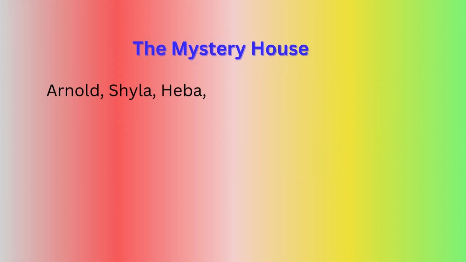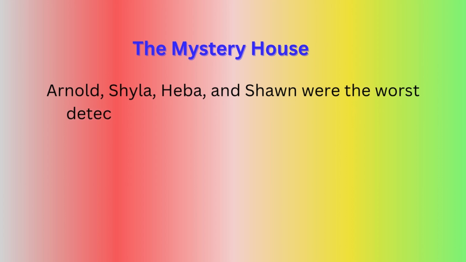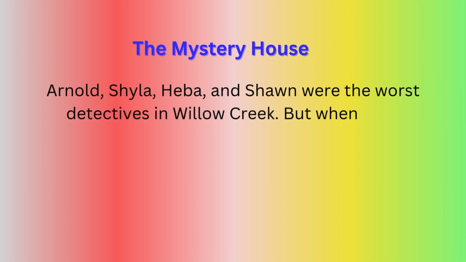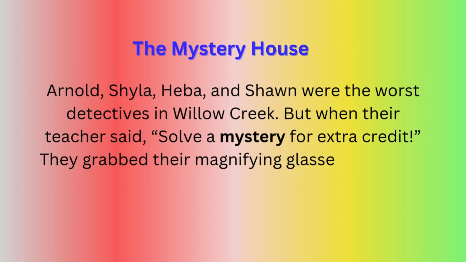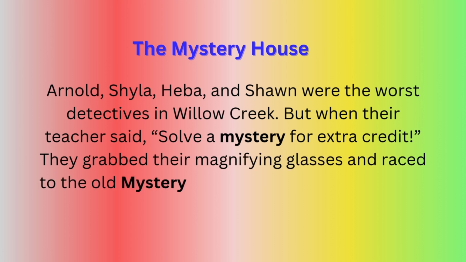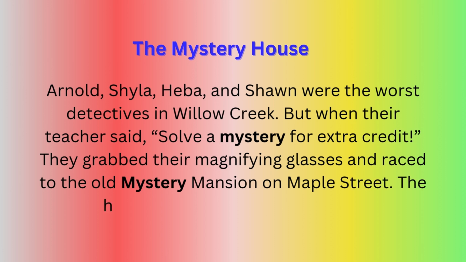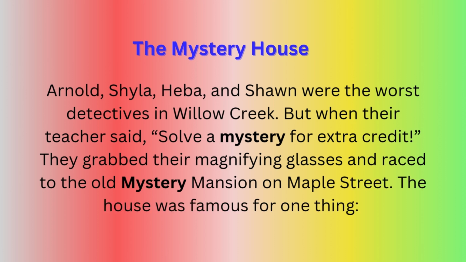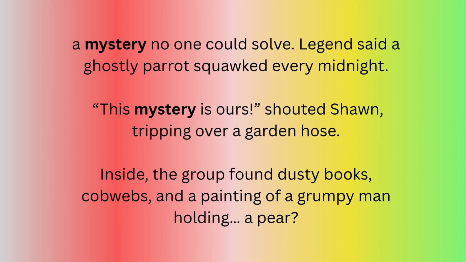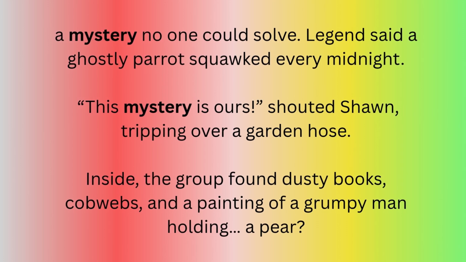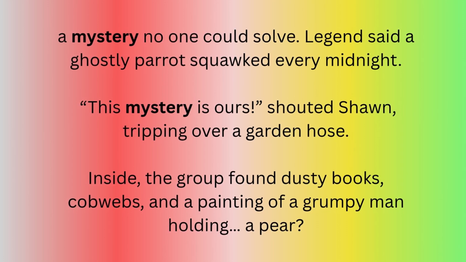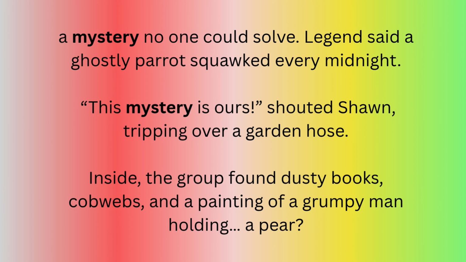The Mystery House. Arnold, Shyla, Heba, and Sean were the worst detectives in Willow Creek. But when their teacher said, "Solve a mystery for extra credit," they grabbed their magnifying glasses and raced to the old mystery mansion on Maple Street. The house was famous for one thing. A mystery no one could solve. Legend said a ghostly parrot squawked every midnight. "This mystery is ours," shouted Sean, tripping over a garden hose.